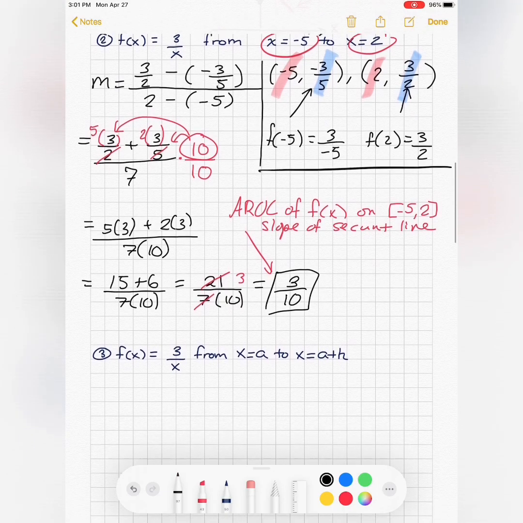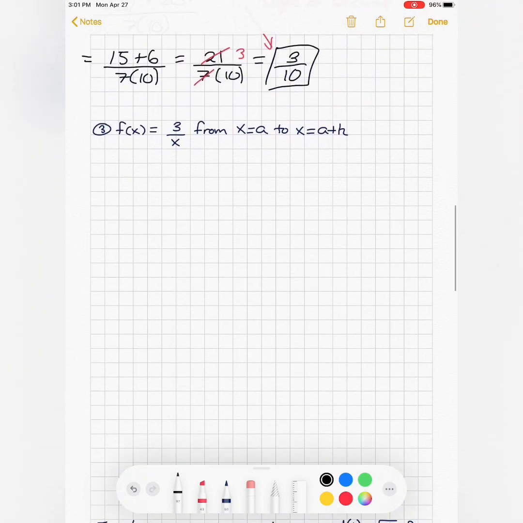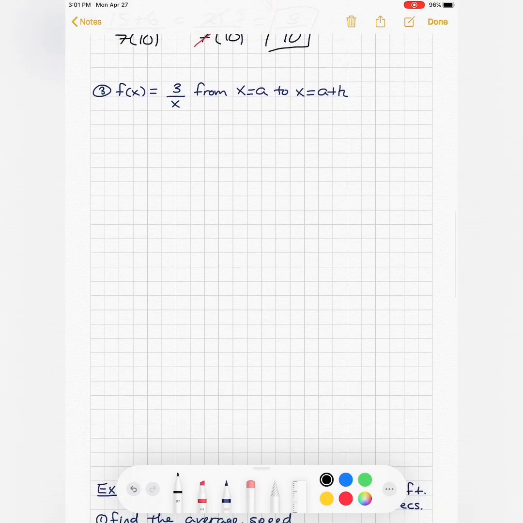So let's do one with the same function here. But this time, instead of looking at numeric endpoints, like from numbers A to B, we're going to use some variables for endpoints. I'm going to set this up the same way. So what if I start with A and end with A plus H?